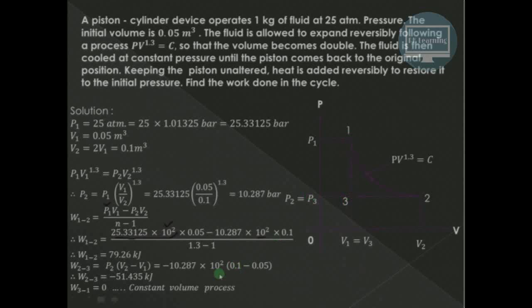The work done during the process 3 to 1 will be 0 because it is a constant volume process. So we can say that the total work or net work done during the cycle will be work done during process 1 to 2, then work done during 2 to 3, plus work done during 3 to 1. So the work done during 1 to 2 is 79.26 minus work done during 2 to 3, it is minus 51.435. So the net work done will be 27.825 kilojoule.